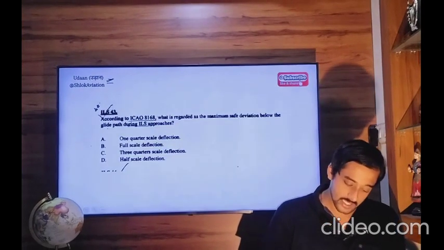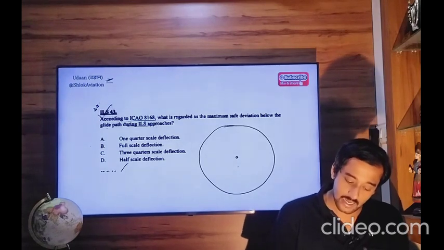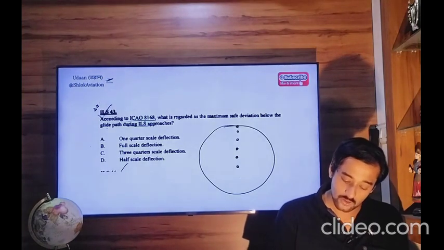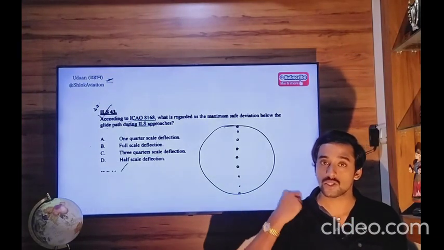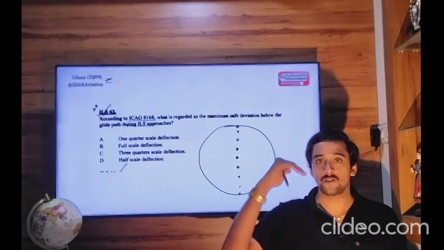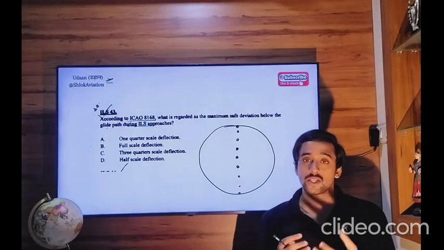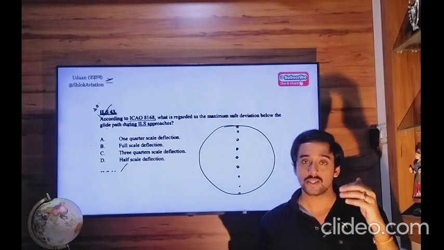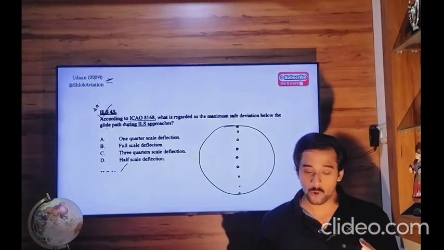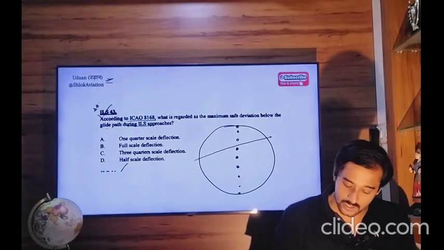Let's say this is your CDI indicator, a 5-dot indicator. So 1, 2, 3, and 4. Full scale deviation is 5 dots up or 5 dots down. The maximum deflection allowed in flying is half of that, half scale deflection. That means half of 5 dots, which is 2.5. So 2.5 dots will be this or this.